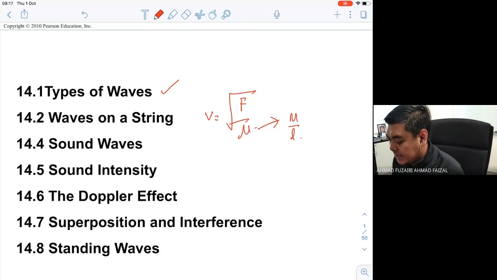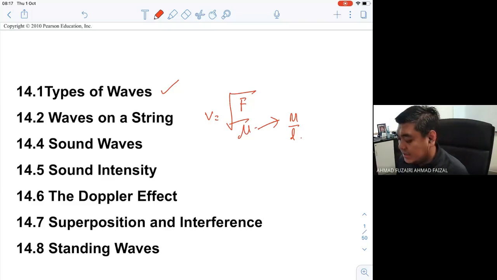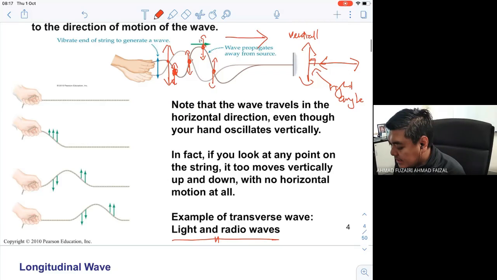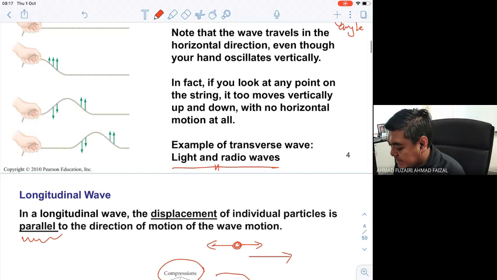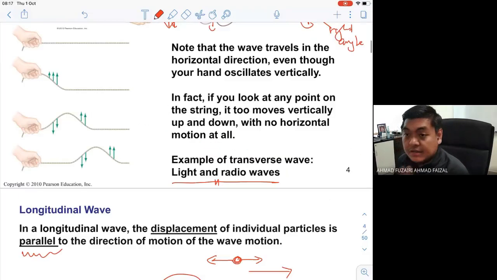For sound wave, we also try to finish everything about sound intensity. We will learn some things related to Doppler effects, the superposition and the interference, and lastly the standing wave. We already covered the definitions of transverse wave and longitudinal wave.